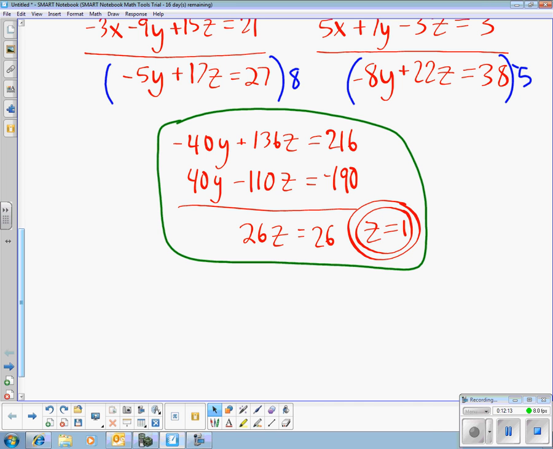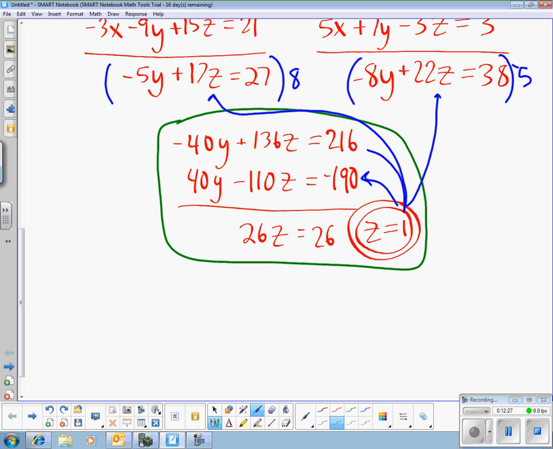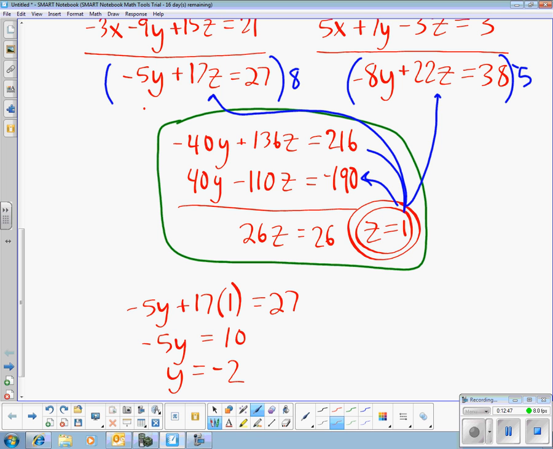Okay, I can put z equals 1 into any of these places. You can put it into here, or here, or here, or here. Any of the equations that relate y and z, I can put z equals 1 and get the y that goes with it. So actually, why don't I use this one up here? Negative 5y plus 17 times z, which I now know is equal to 1, equals 27, which means that negative 5y, and I'm going to subtract 17 from both sides and get 10, and it turns out that y is negative 2.